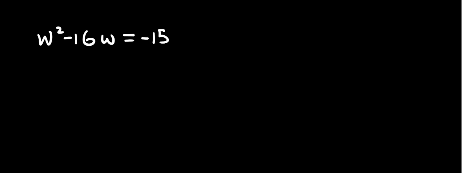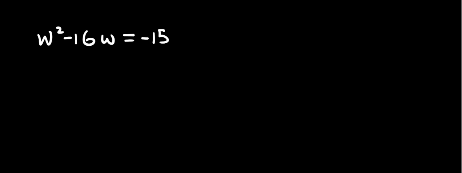Welcome to Algebra Practice. In the previous lesson, you learned how to solve quadratic equations by taking square roots of both sides, and you also learned how to complete the square. What if we put these two skills together? Now, here's the problem. w squared minus 16w is negative 15.